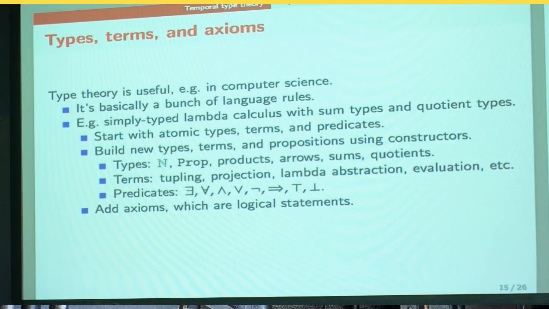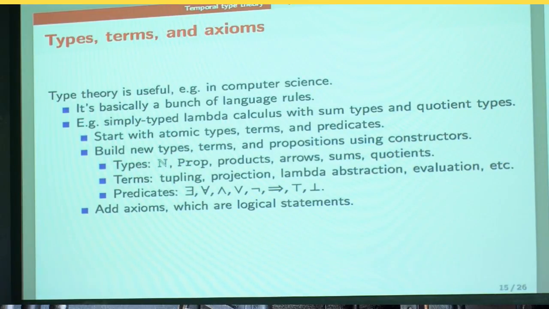For example, you might have a type theory called the simply typed lambda calculus with some types and quotient types, and that's your type theory. But in any type theory I know about, you start with some atomic types and terms. So take all this with a grain of salt. You start with atomic types, terms, and predicates, and you build new types, terms, and predicates using constructors.